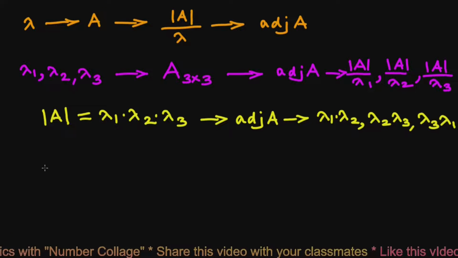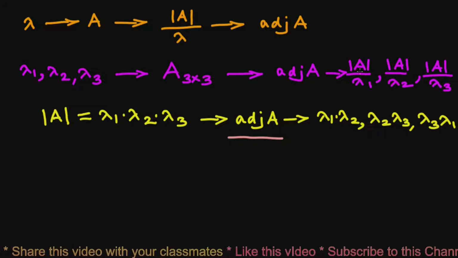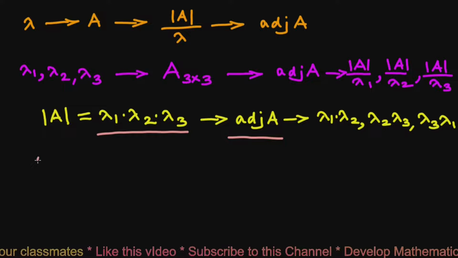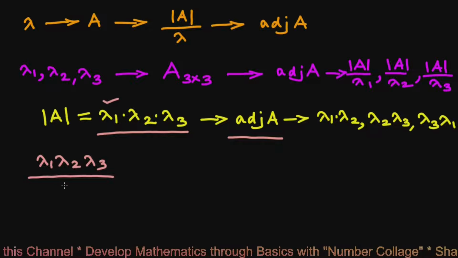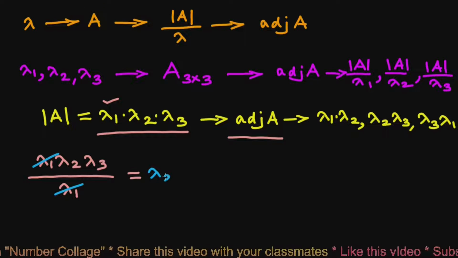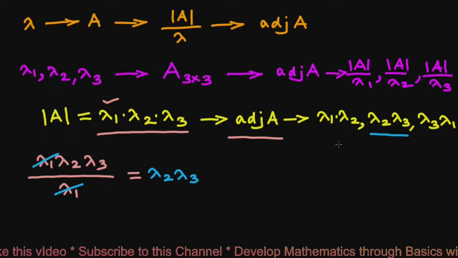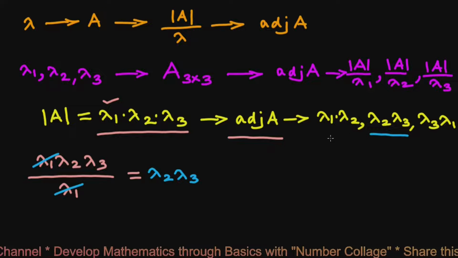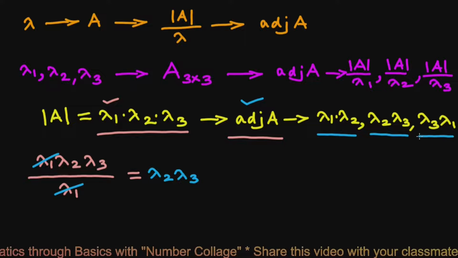In order to prove this, we will write the first eigenvalue of adjoint of A to be determinant of A upon lambda 1. We will write determinant of A as lambda 1 into lambda 2 into lambda 3. So it will be lambda 1 into lambda 2 into lambda 3 upon lambda 1. After cancelling this lambda 1, we get the eigenvalue to be lambda 2 into lambda 3, which is nothing but this eigenvalue. Similarly, on the same lines, we can find the remaining two eigenvalues of adjoint of A to be lambda 1 into lambda 2 and lambda 3 into lambda 1.